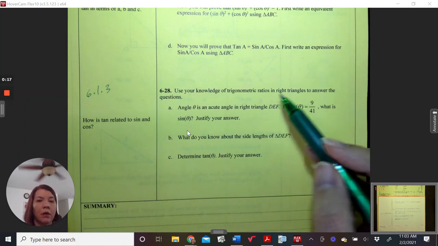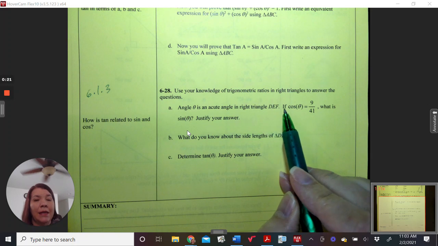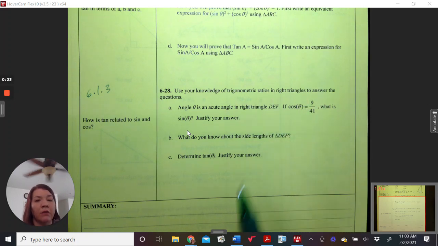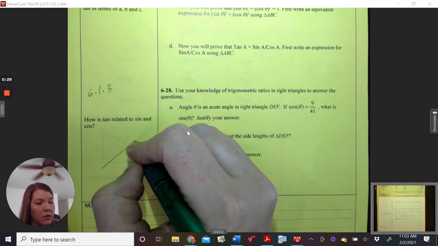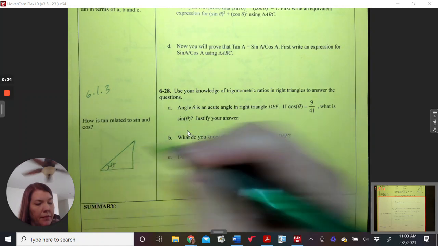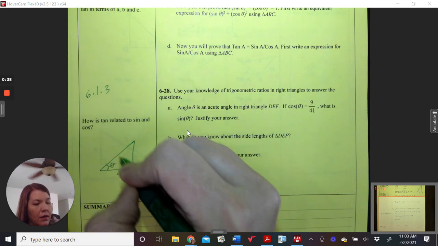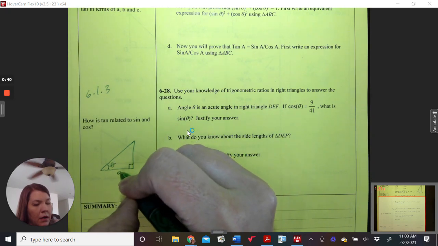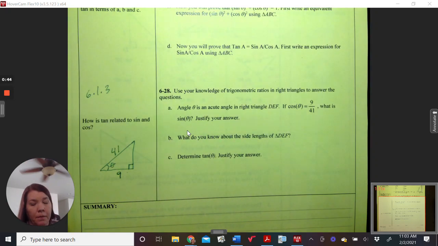to answer the question. So angle theta is an acute angle in triangle DEF. If the cosine of theta is 9/41, what is the sine of theta? So I'm going to go ahead and redraw my triangle right here. I've got theta, and I know that cosine of theta is adjacent over hypotenuse, 9/41. And so I have this.